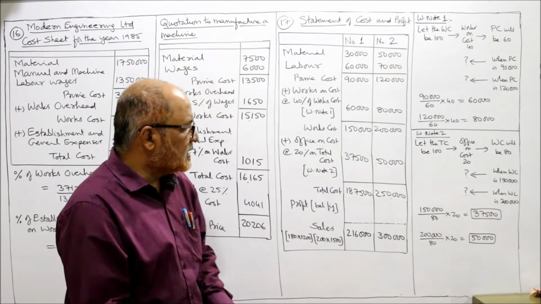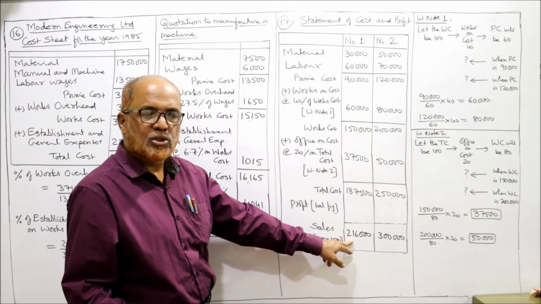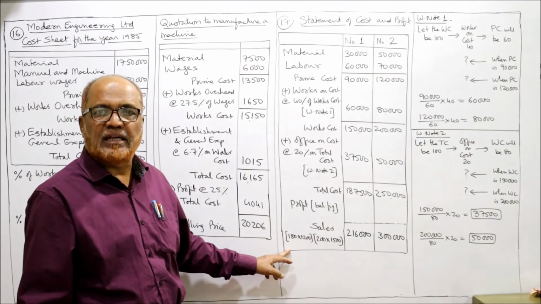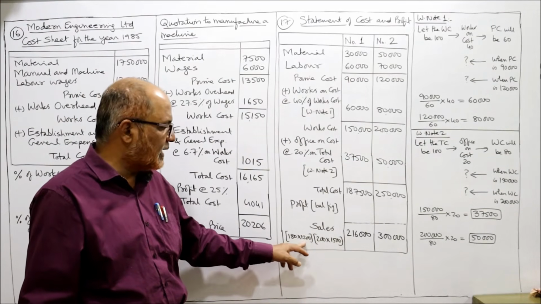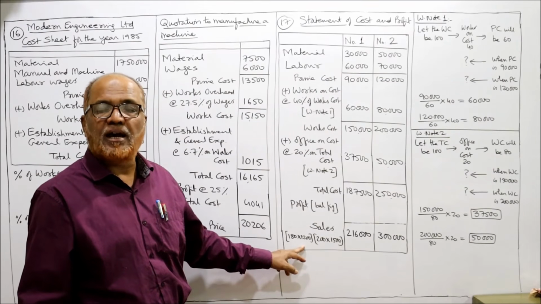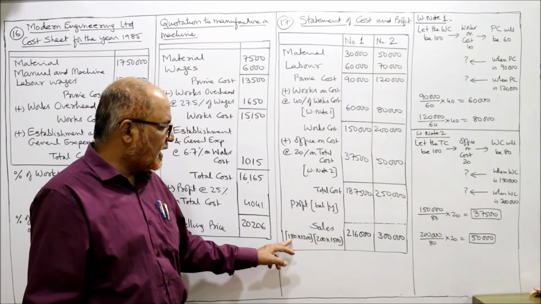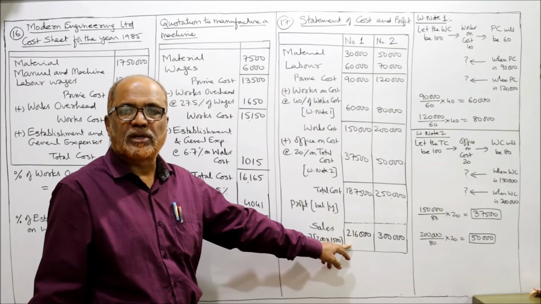Profit is the balancing figure. How much is the sales? 180 units of number one article are sold at rupees 1,200 each, given in the last line. एक आर्टिकल 1200 रुपए में बेचे, 180 आर्टिकल बने. तो 180 into 1200, 2,16,000 total sales.